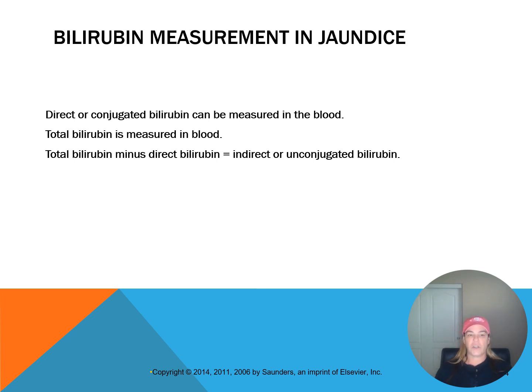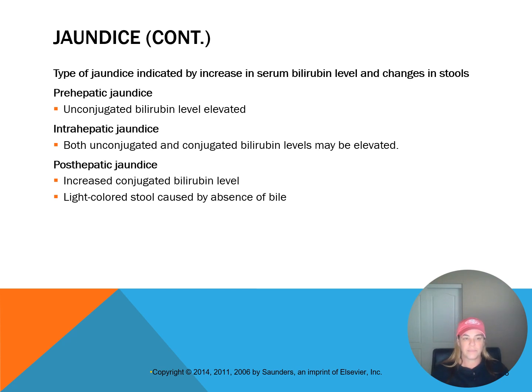Bilirubin is measured in jaundice. So when you have patients with jaundice, we do blood tests and we test their direct or conjugated bilirubin. We also test their total bilirubin, how much is measured in the blood. And then indirect or unconjugated bilirubin is a formula of the total bilirubin minus the direct bilirubin. So this is what tells us how bad the jaundice is or what might be causing the jaundice by these tests.